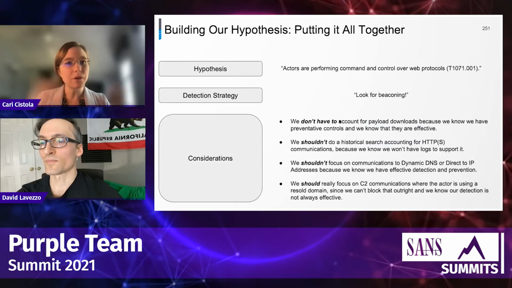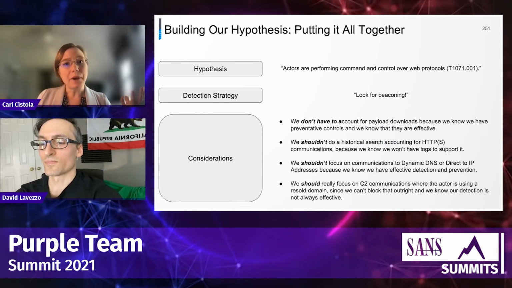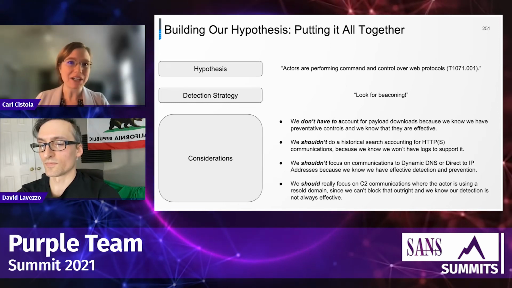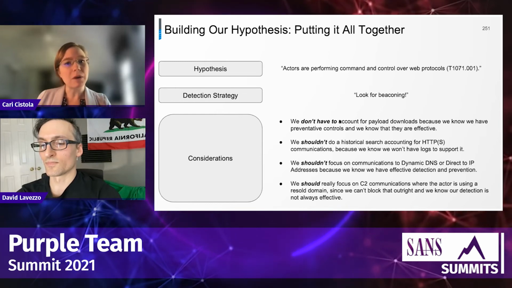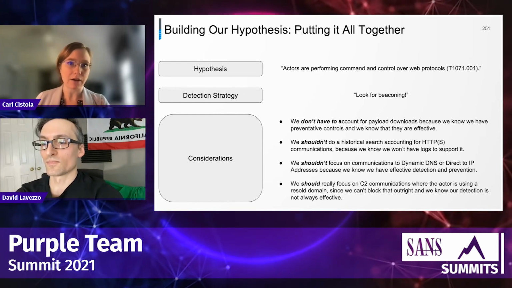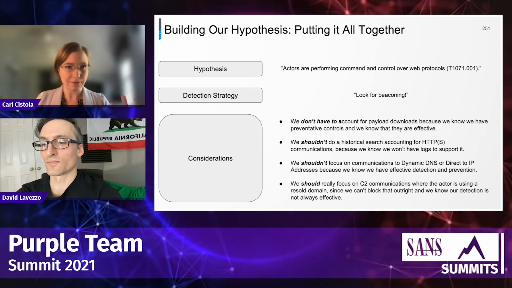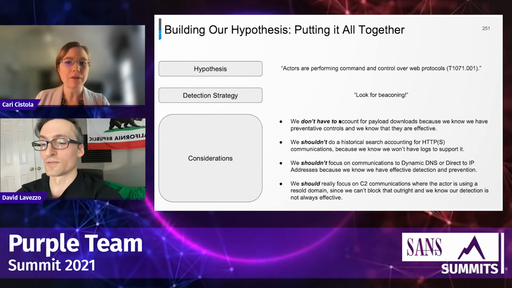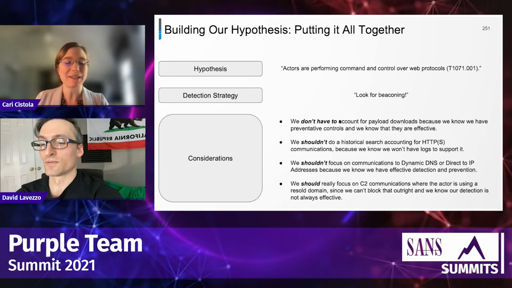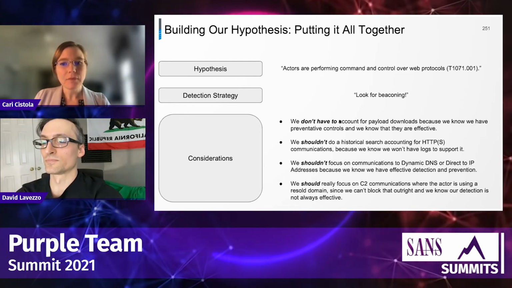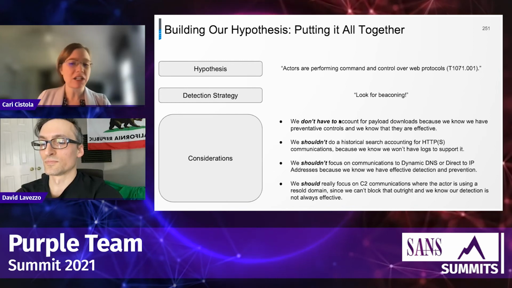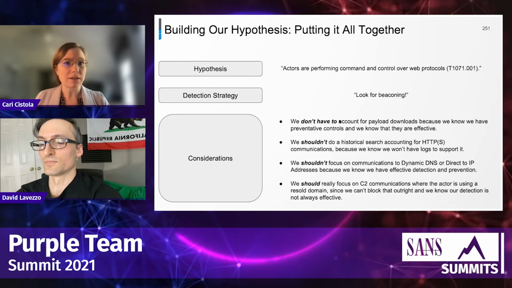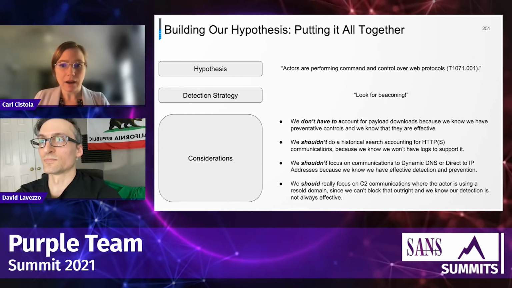So we put that all together. Based on our high level hunt hypothesis and our detection strategy, we now know what we need to account for, and what we can pass over when we're constructing our actual analytic to detect this. We don't have to account for payload downloads because it's detected, it's prevented, we're good. We probably shouldn't do a historical search in HTTPS logs, because we just don't have the logs to support it historically.